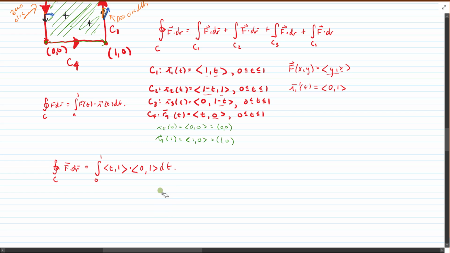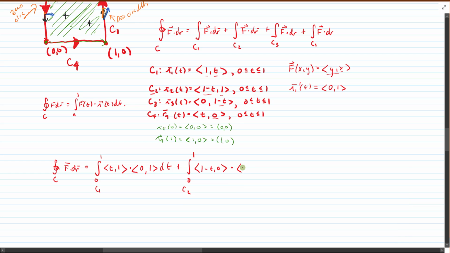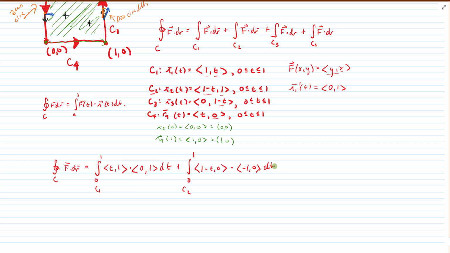So let's set up one more, and then I'll leave you to set up the other two. So this would be plus the integral from t equals 0 to 1. Now I'm going to look at curve 2. So this is for curve 1 here. This is for curve 2. And our parameterization was 0 to 1 minus t. So that makes our vector function 1 minus t comma 0. And we're going to dot that with the derivative of that, which is the derivative of r2, which would be negative 1 comma 0 dt. So go ahead and pause the video and finish out the separate line integrals for curve 3 and curve 4 as well, and then we'll join back.